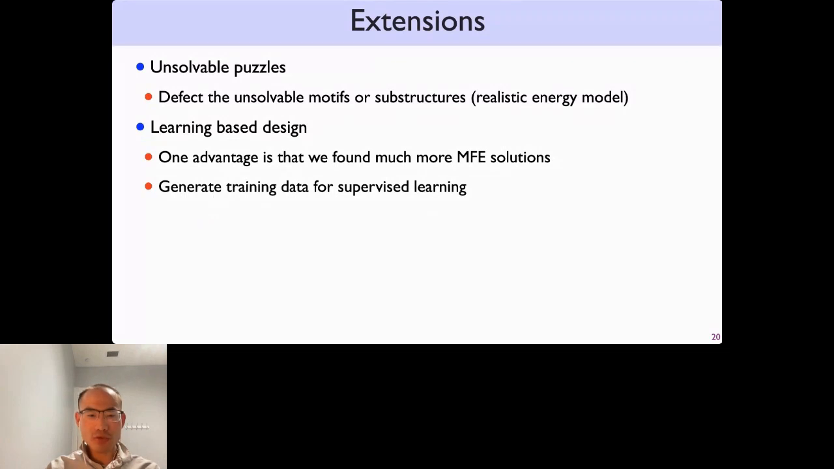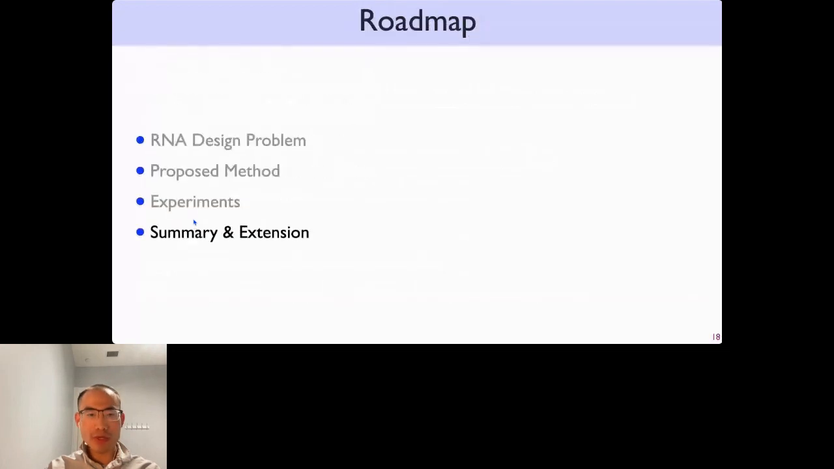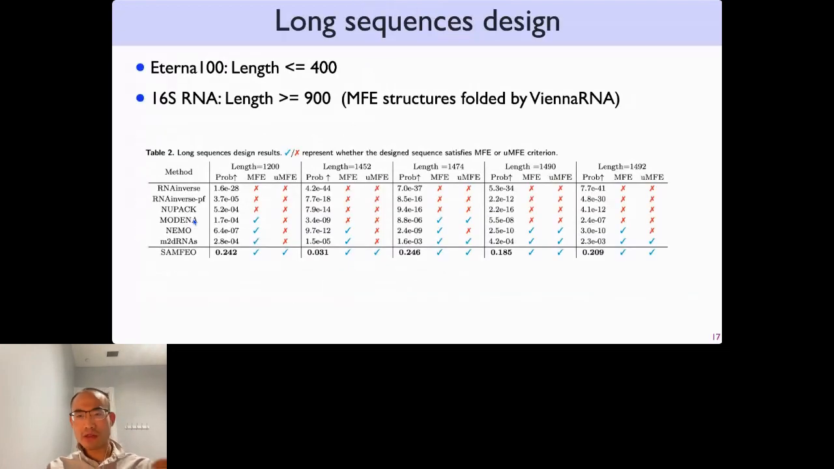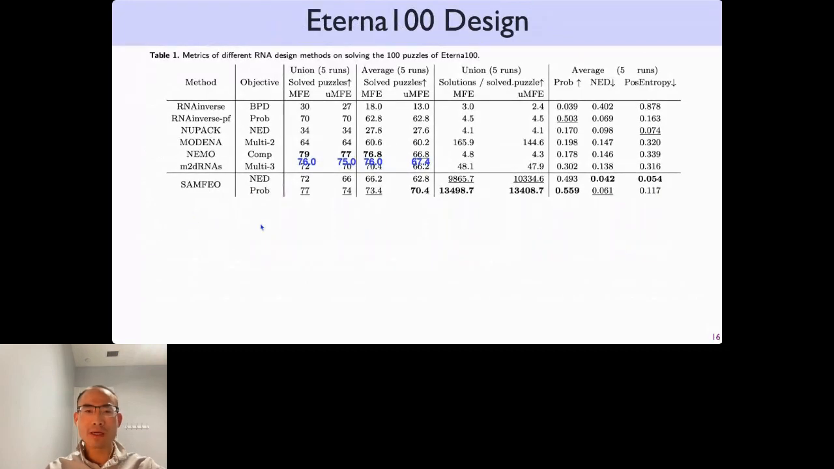Yeah, that's a very good question, because that's actually the same question asked by the reviewer of ISMB, and we have supplementary materials to compare the diversity of the different MFE solutions. Other methods can also output multiple solutions, but their numbers are much smaller compared to ours.